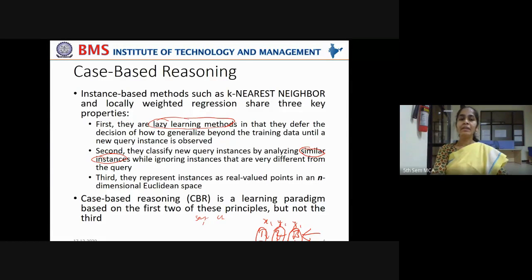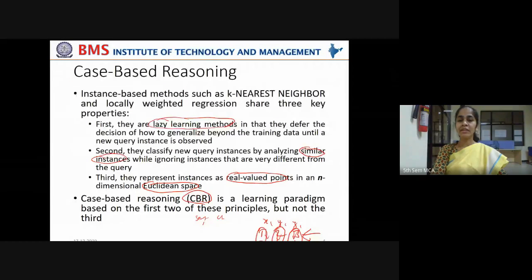That is why the third property is they represent instances as real valued points. All the instance attributes should contain real values, meaning numerical values, in an n-dimensional Euclidean space. N-dimensional depends on the attributes. If you have n attributes, then it is an n-dimensional space. If you have 3 attributes, then it is a 3-dimensional space. Got it now? Now case-based reasoning, hereafter if I use CBR, just recollect it as case-based reasoning.